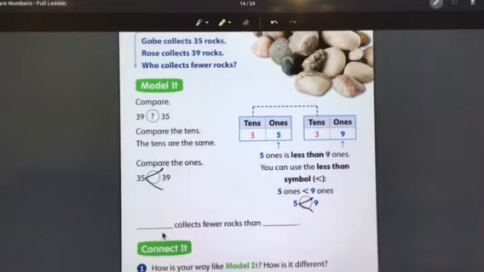Then down here it says blank collects fewer rocks than blank. You have to go back up to the problem to remember who collected how many rocks. Gabe collected 35, Rose collected 39. So who collected fewer? We know from both of these things we just did, 35 is less, so Gabe collected less than Rose. So on the line here, you're going to write Gabe collects fewer rocks than, and we're going to write Rose.